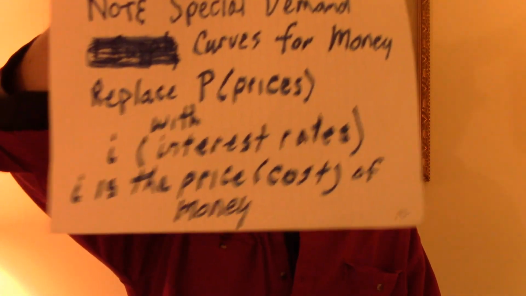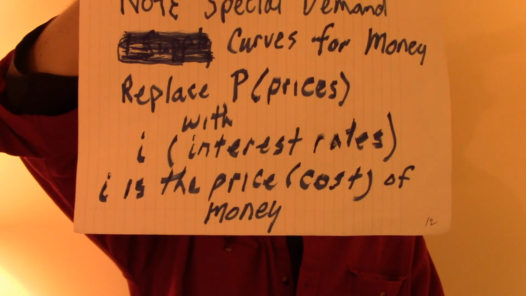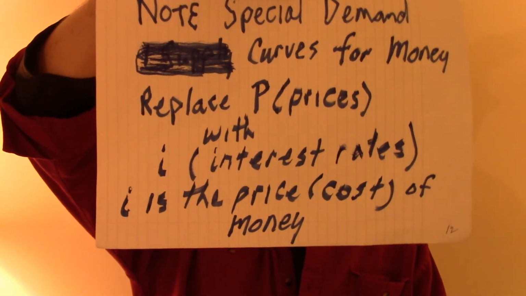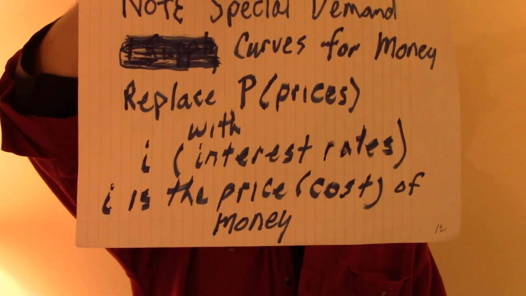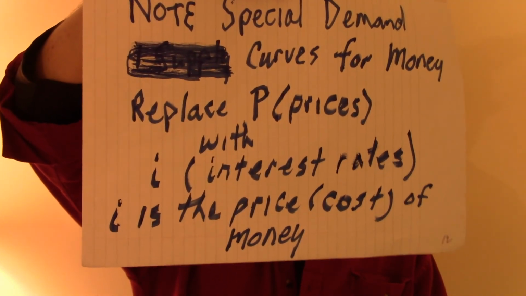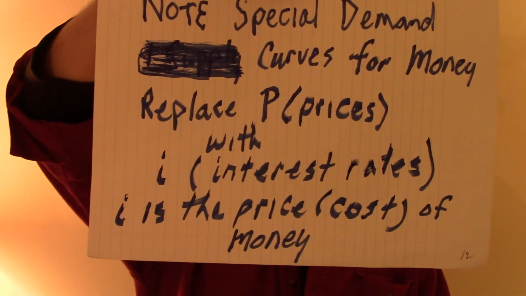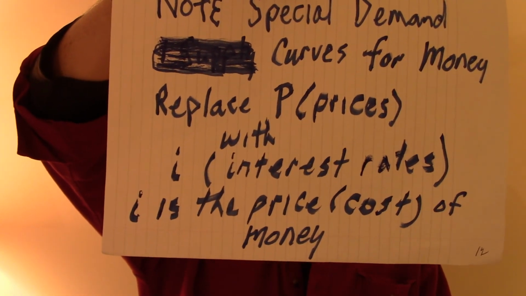Note that for the demand curves for money, we merely replace the P in our typical demand curve with an I, because the I is really the price or the cost that we pay for the money. To borrow the money, for example, the interest rate is the cost for that money. So instead of a P, we're dealing with I, which is interest rates.